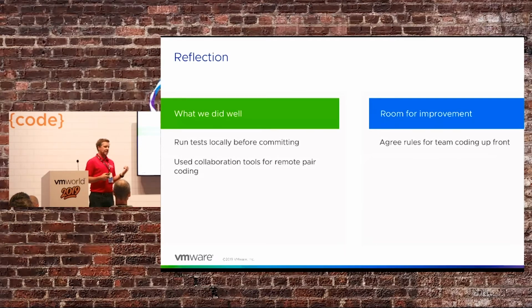We ran the test locally before you commit. We use collaboration tools like GitHub to move code around and do branching and all kinds of stuff. How could we improve? We could agree the rules for timing for team coding up front. That could have been a good one.